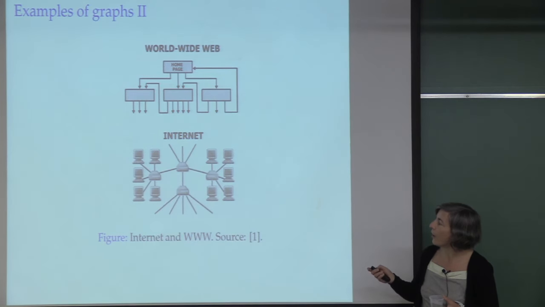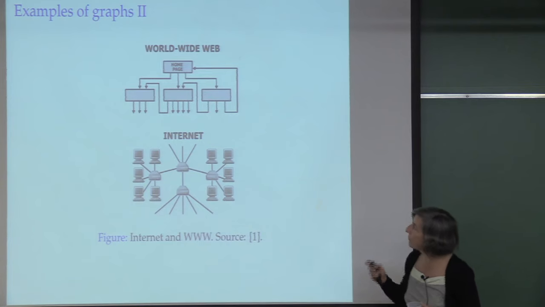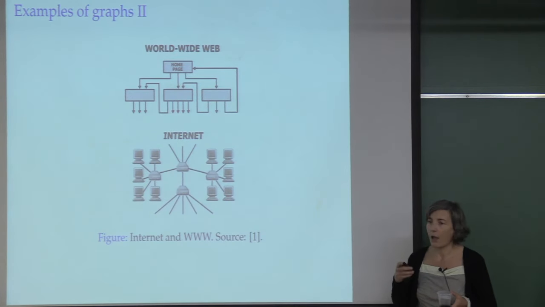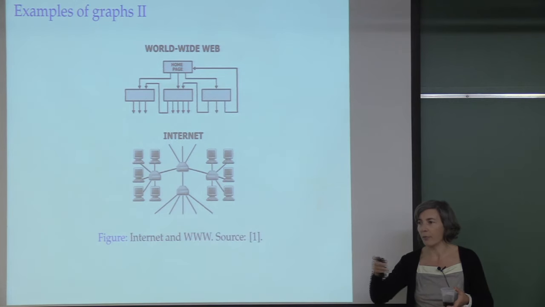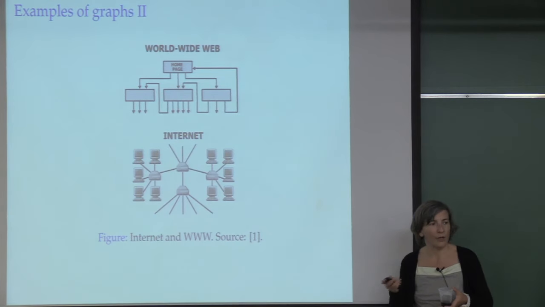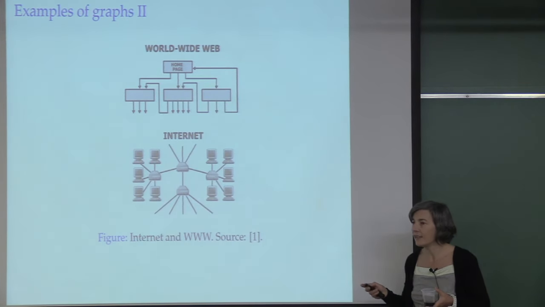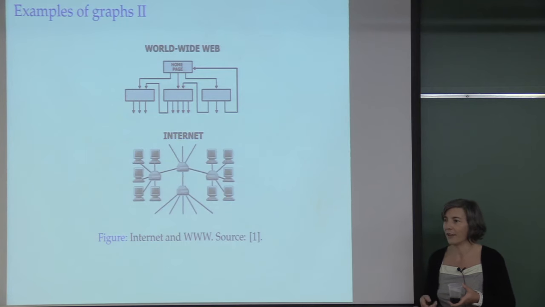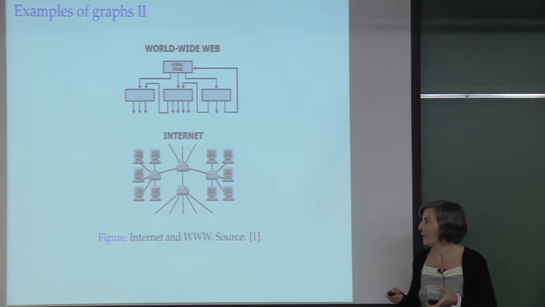Graphs can also be of that type. If you think of the World Wide Web, you have web pages, and a hyperlink between two web pages is an interaction. But it can also be a physical interaction. Here you look at the internet, so the internet is a set of servers that are physically connected by cables and that convey information so that you can chat with your friend on anything, or even chat with ChatGPT, whatever you prefer.